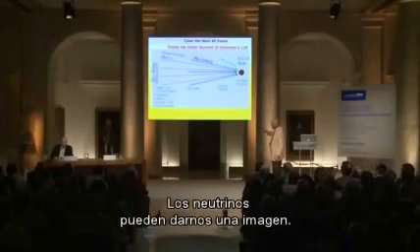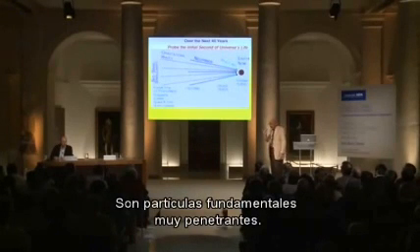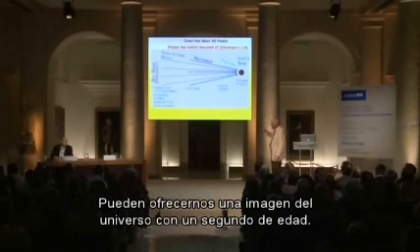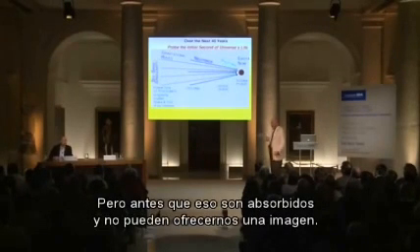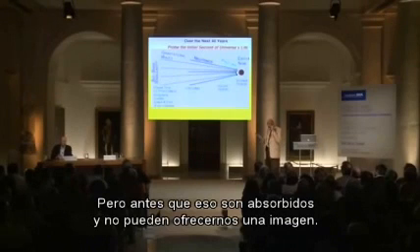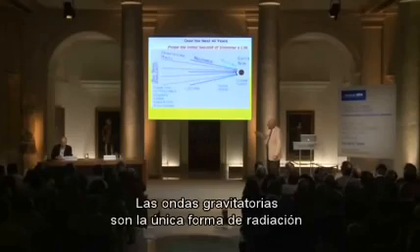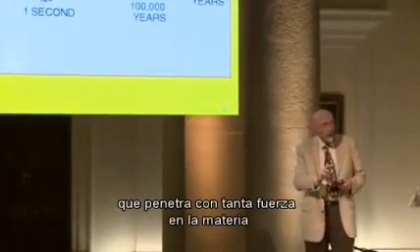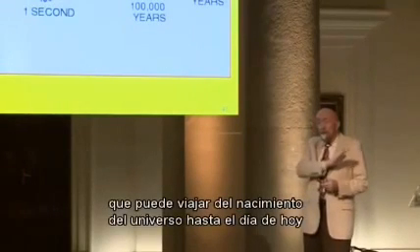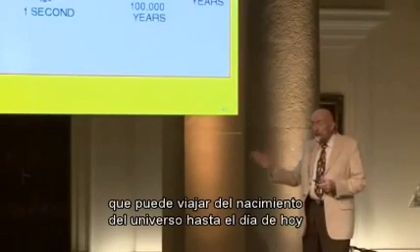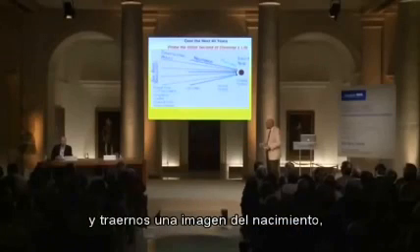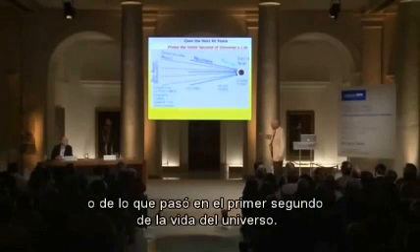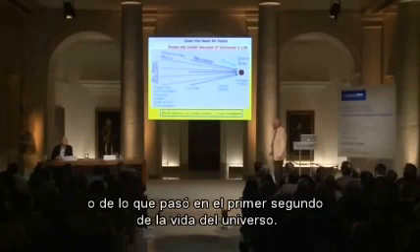Neutrinos can bring us a picture. These are fundamental particles also that are very penetrating. They could bring us a picture of the universe at age 1 second. But earlier than that, they are absorbed and could not have brought us a picture of earlier. Gravitational waves are the only form of radiation that penetrates so strongly through matter that it could travel from the birth of the universe to us today and bring us a picture of the birth, or of whatever went on in the first 1 second of the life of the universe.